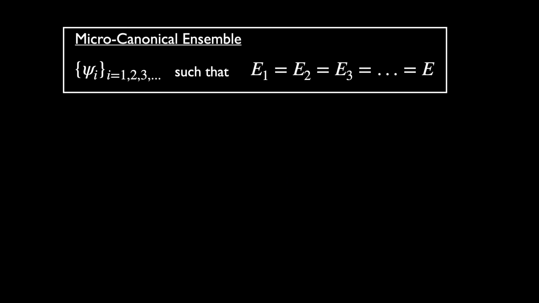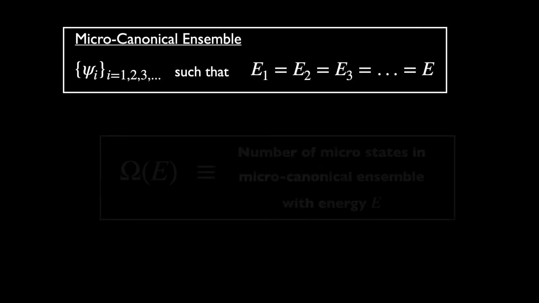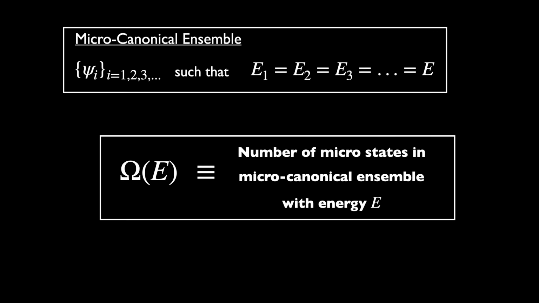We denote the total number of microstates with energy E as omega of E. Of course, we can never know the energy of a system to an absolute precision. There are even fundamental limits set by Heisenberg's uncertainty principle in quantum mechanics. So it is understood that we are talking about the states that live within a finite energy interval, rather than at a precise energy.